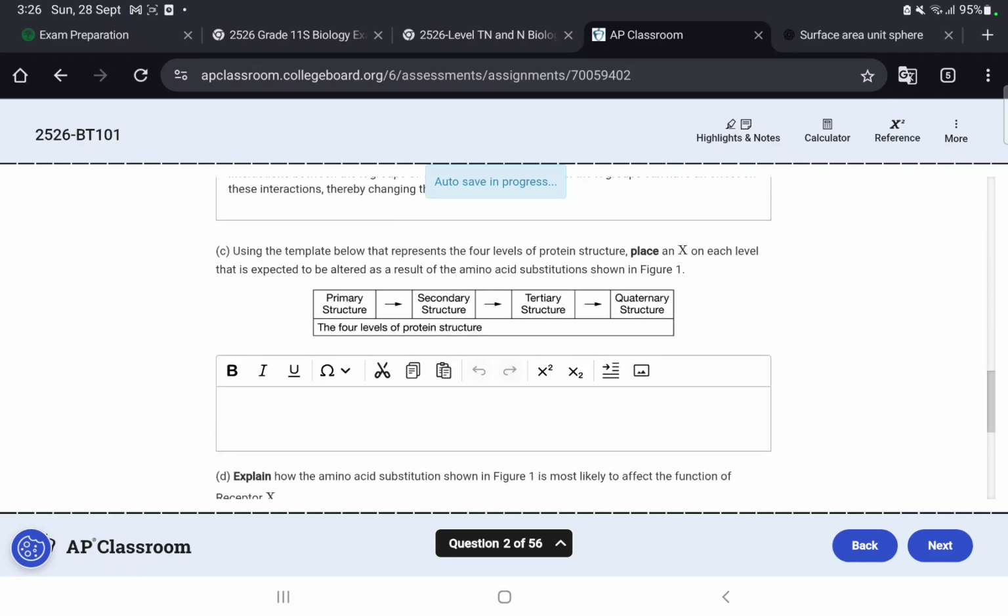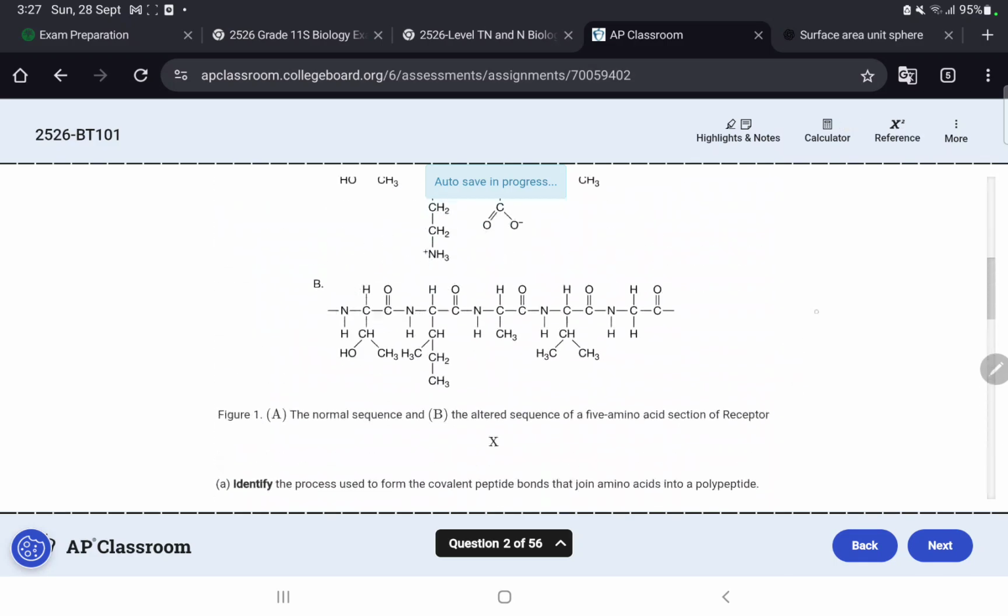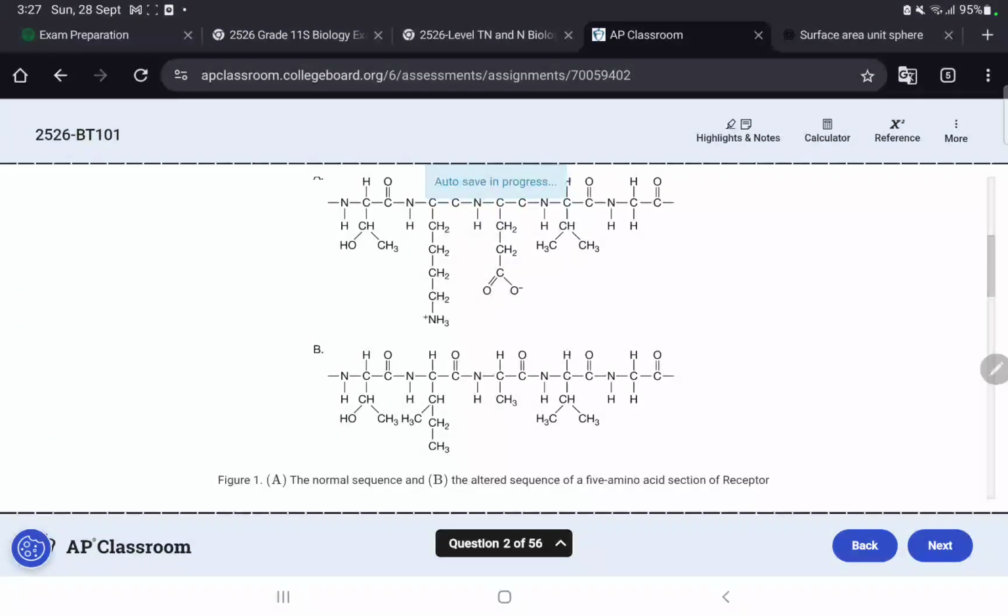Using the template below that represents the 4 levels of protein structure, place an X on each level that is expected to be altered as a result of the amino acid substitutions. Honestly, guys, I'm not very sure about this question. I think that it's this, that, and that. I'm not sure about the quaternary structure because I don't know if this forms a quaternary structure.